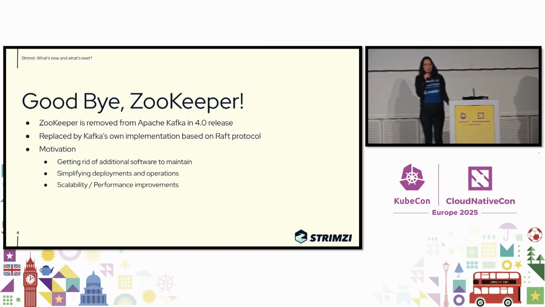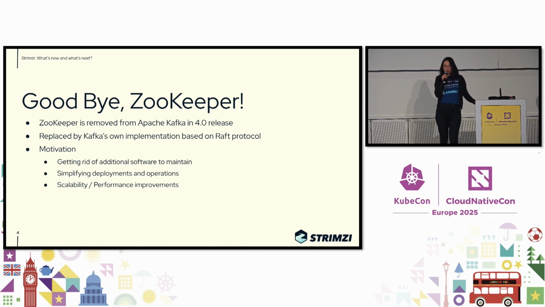Okay, so one of the biggest and most recent changes introduced to Strimzi is the removal of Zookeeper. Zookeeper was used to store metadata of clusters, but it was removed in the Apache Kafka 4.0 release. It's been replaced by Kafka's own implementation based on the Raft protocol, so the metadata is stored within Kafka itself. The motivation is to get rid of that additional system to maintain and manage, which simplifies the deployment and operations and also improves scalability and performance.